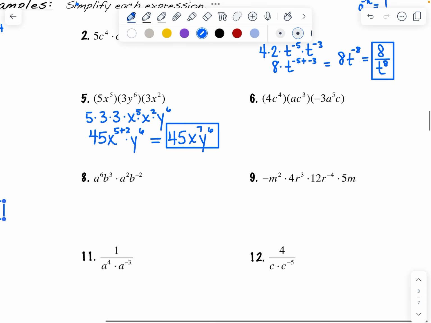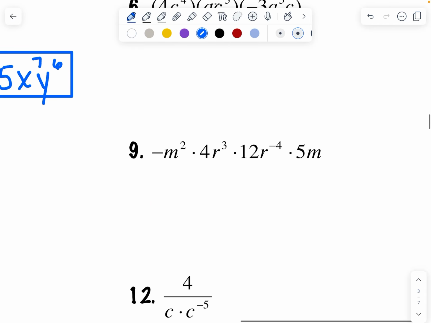Number 9, we have a negative m squared times 4r cubed times 12r to the negative 4 times 5m. So when it's all spread out like that, it's harder to keep track of. So what we do is we kind of switch the order with this. So you see that negative in the front? That's actually a factor of -1 here. So I want you to be aware when you see something like that, try to keep track of it and make it a number since you're going to be multiplying.